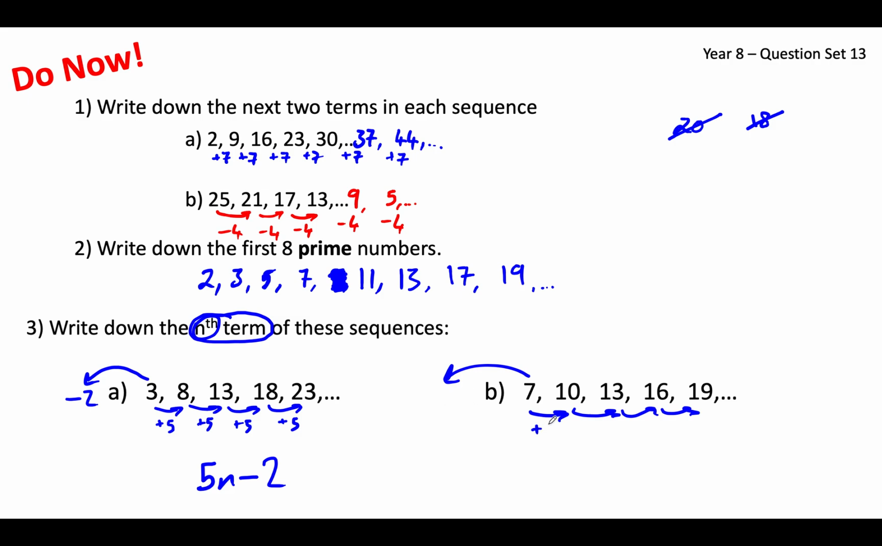Now this one's going up in 3s. So every time we're adding 3, let's write some 3s there. So we put 3n. Now if I was going backwards through my sequence, what would the next number be? I'd be taking away 3, wouldn't I? 10, 7, take away another 3 to get 4. And that's an ordinary positive 4. So it's 3n plus 4. It's like the 3 times table, but 4 more than that. Every number is the 3 times table, just plus 4.